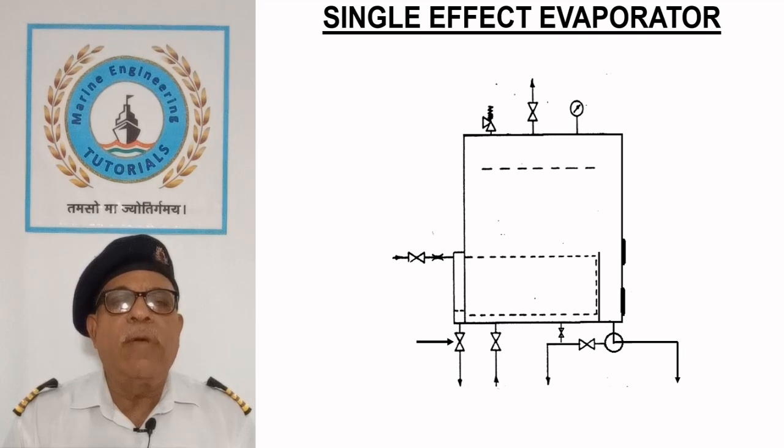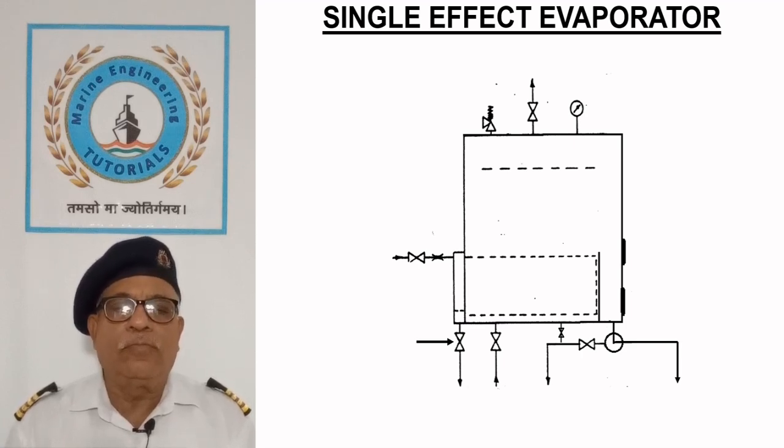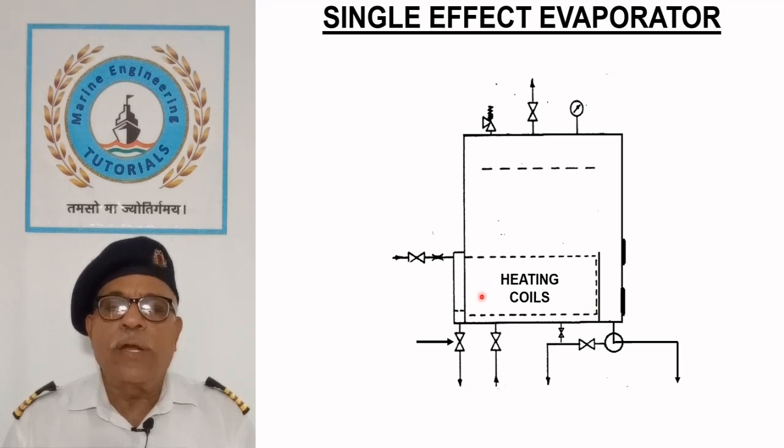Single effect evaporator. Single effect vertical evaporators were commonly used on earlier ships until flash type evaporators were developed. It consisted of heating coils located at the bottom of evaporator shell.